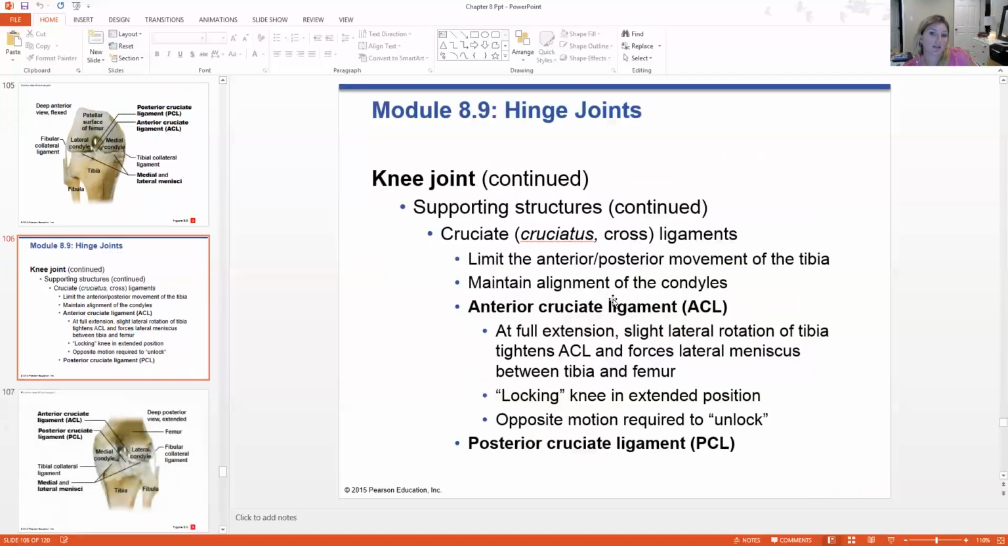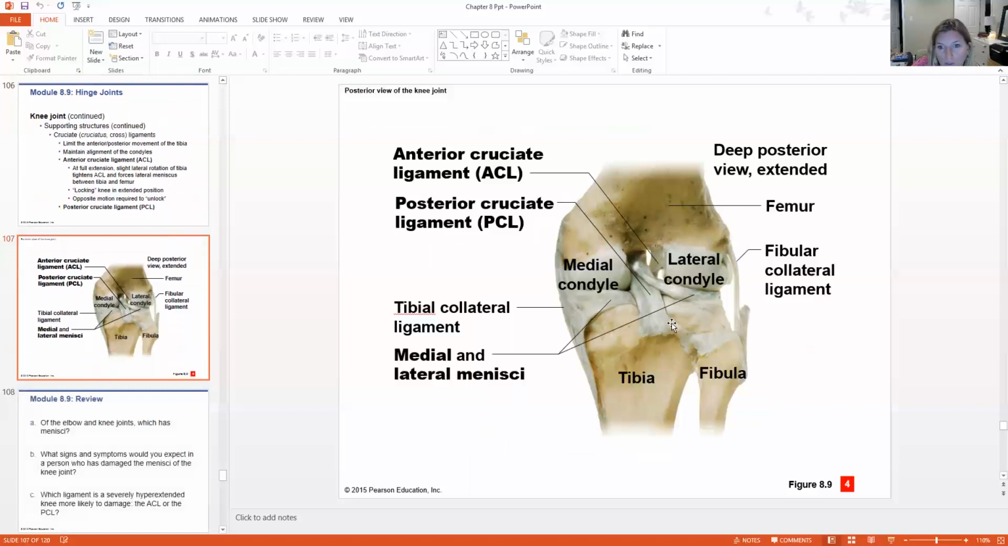You also have your cruciate ligaments. These limit anterior and posterior movements of the tibia. So basically helping the tibia stay in line with the femur so that there's none of this going on, holding it in place. You have your ACL, anterior cruciate ligament. This is at full extension. It's basically forcing the lateral meniscus in between the tibia and the femur. It basically locks that knee into extended position. And then the PCL, or posterior cruciate ligament. Here you can see your PCL and your ACL. This is a posterior view.